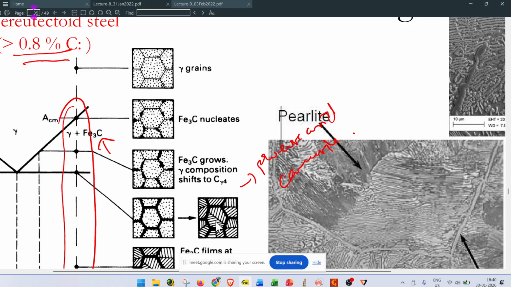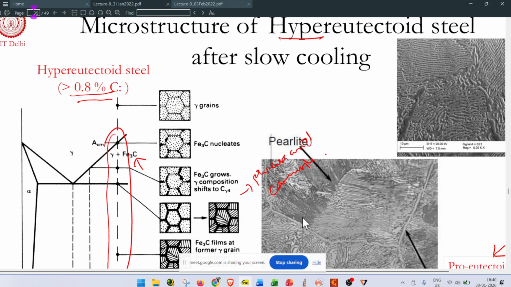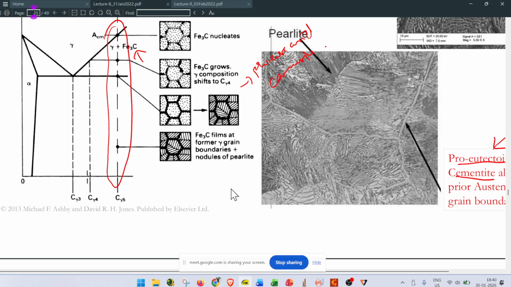So the only difference between hypo and hyper is that the surrounding region in the hypo case will be the alpha phase, but here it will be Fe3C. So how will the microstructure look? It will be a pearlitic phase surrounded by Fe3C.